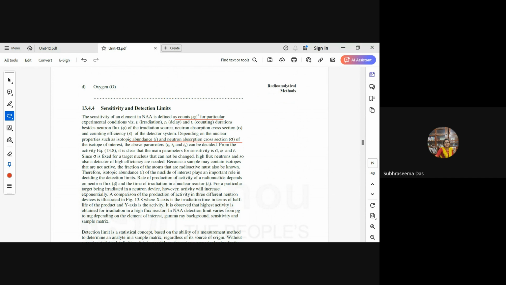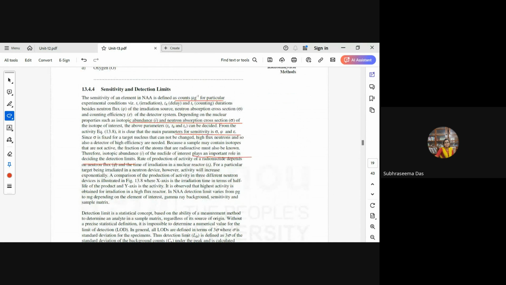From the activity equation 13.58, we know that the main parameters for sensitivity are sigma, phi, and epsilon. Since the cross section, sigma, is fixed for a target nucleus, it cannot be changed. High flux neutrons and a detector of high efficiency are needed. Therefore abundance, that is I, plays an important role in deciding the detection limits of the instrument.